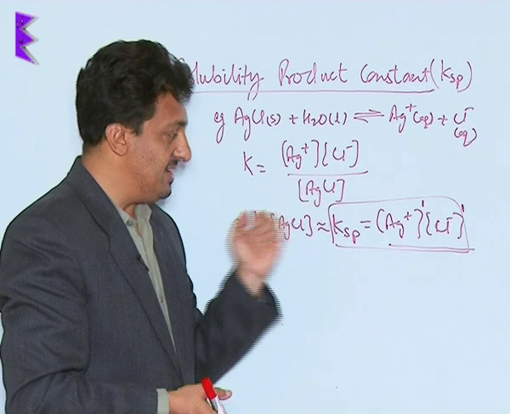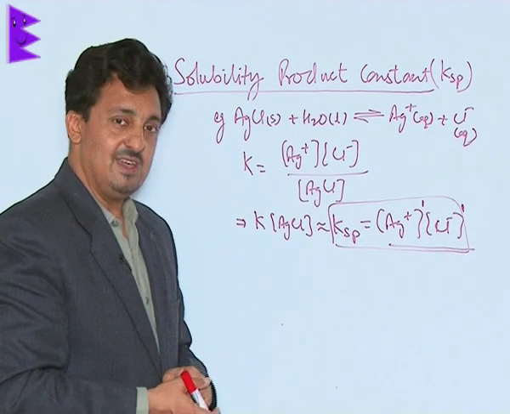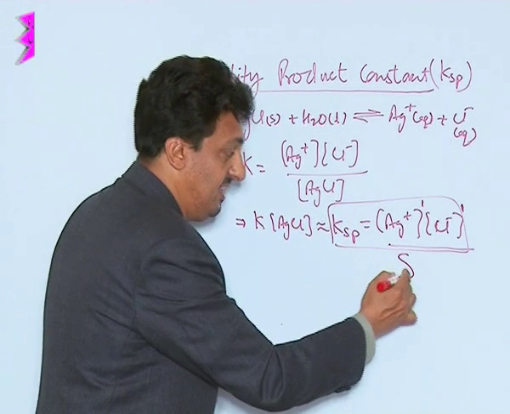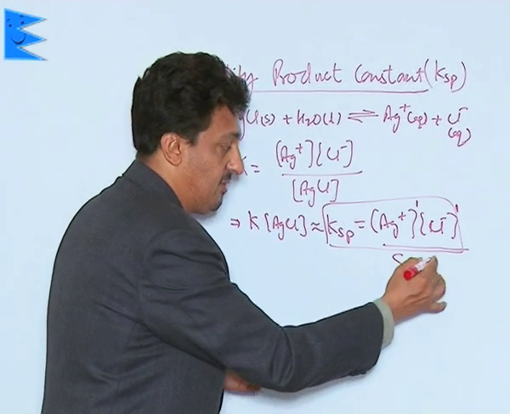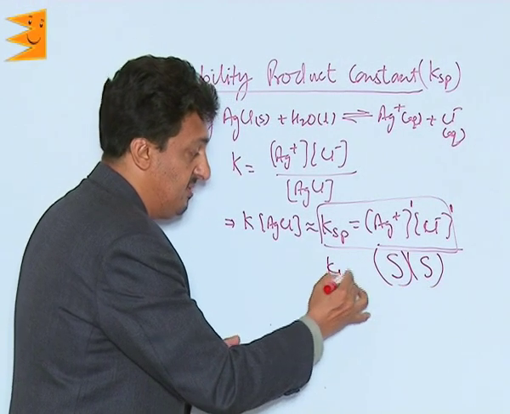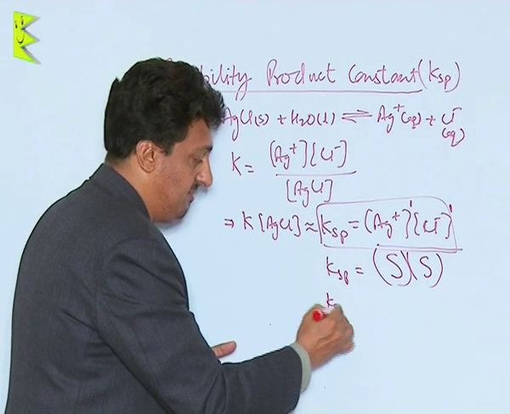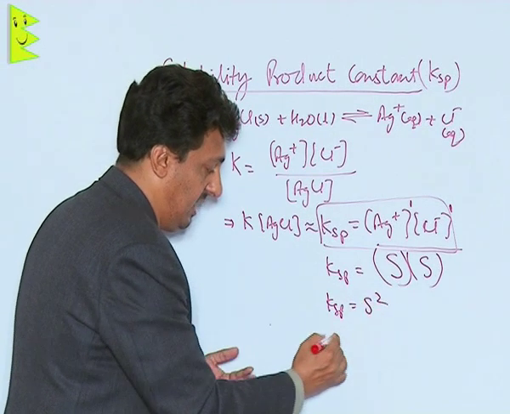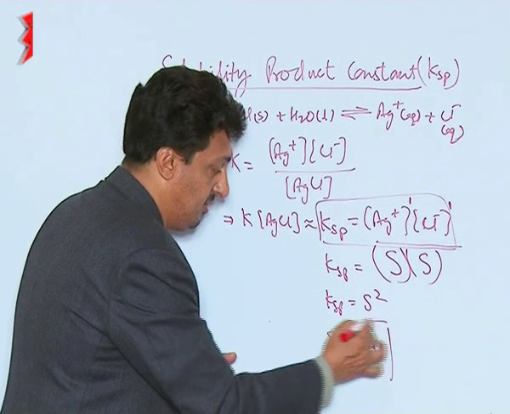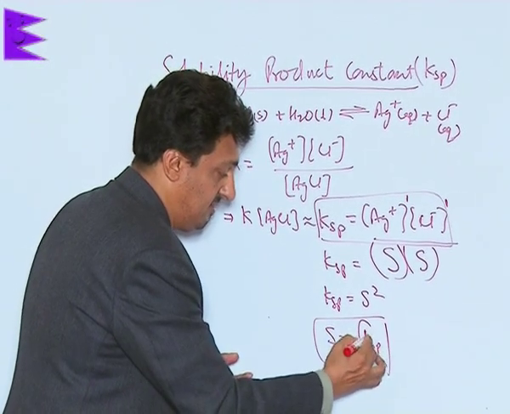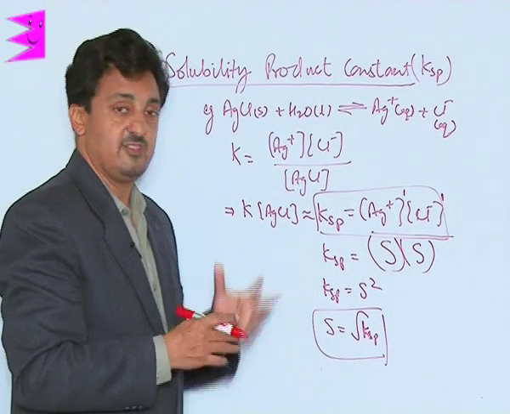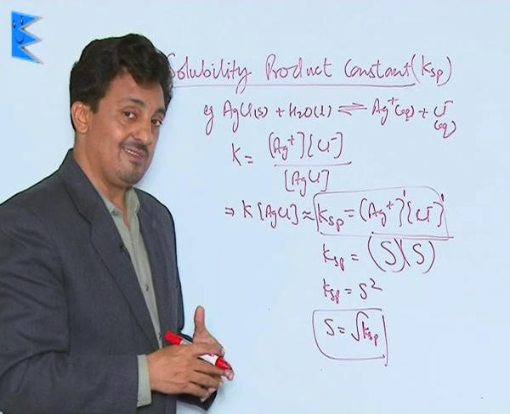Now, how are KSP and solubility interrelated? Definitely Ag ions will have a certain solubility S, and similarly the solubility for chloride will be S. So how are S and KSP related? You can see that KSP will become S squared, so S will be the square root of KSP. So if we know the constant KSP, we can find the solubility, or if we know the solubility, we can find the KSP. This is how these two are related.